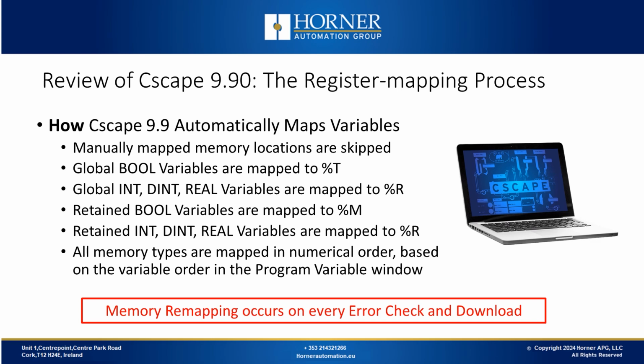The mapping is performed in the order in which the variables are listed in the program variable window, not in alphabetical order. Any global variables with an integer, double integer, or real data type are mapped to %R memory. These are mapped by Cscape in the order listed, starting at the lowest available address, which is usually R1. Cscape then moves on in the mapping process to retained variables. Retained Booleans are mapped to %M, and all other data types are mapped to %R. This mapping process occurs every time an error check is performed, whether the error check is triggered manually by the user or before a program download.